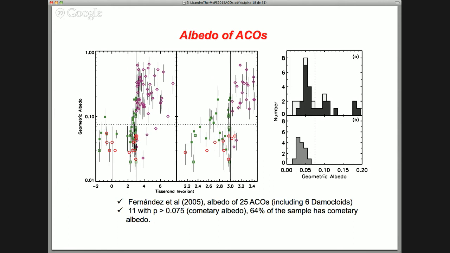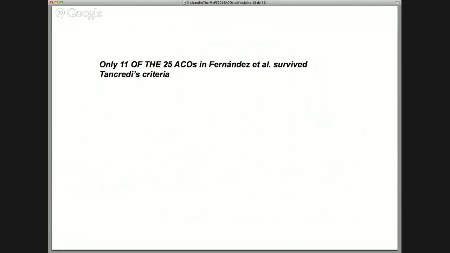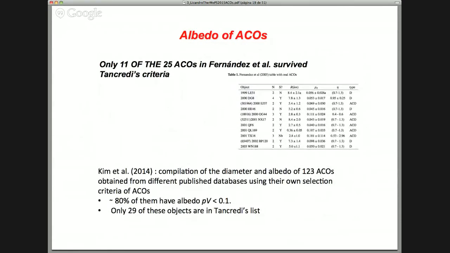In fact, Fernández said that albedos below 0.075 are cometary-like albedos, and he found that 11 of the objects in his sample present albedo lower than the typical cometary-like. So 64% of his sample present cometary-like albedo. Those are the objects that remain in the Tancredi list, because only 11 of these 25 ACOs survived Tancredi's criteria. Notice that the fraction is larger than for the spectroscopy, because spectroscopy didn't take the MOID into account, and Fernández did. There is also a recent paper by Kim et al.